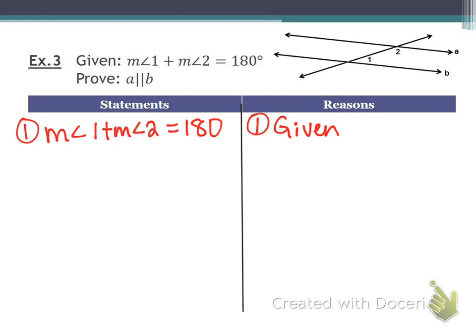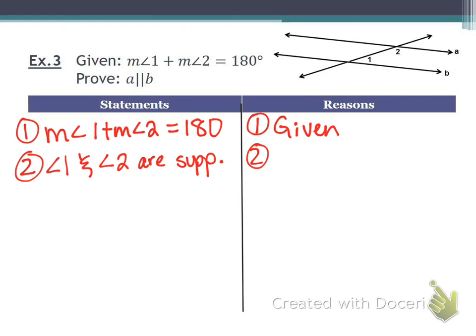What's supplementary? Very good. So we could use that given information to say angle 1 and angle 2 are supplementary. Now what was said is that they equal 180, so they're supplementary. But what would our formal reason for that be? Definition of supplementary. Very good. That's what we use to know that.